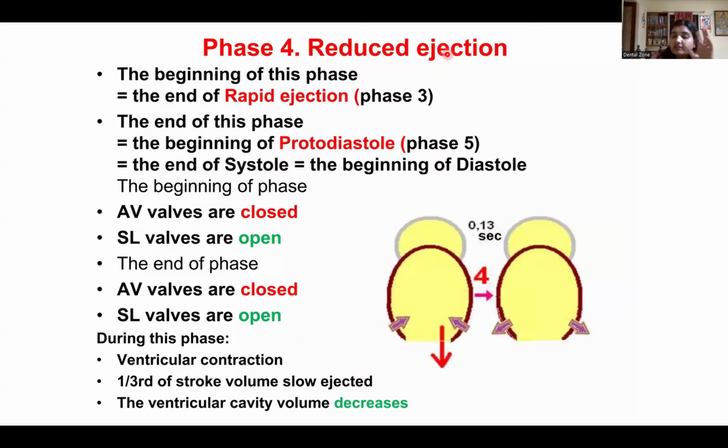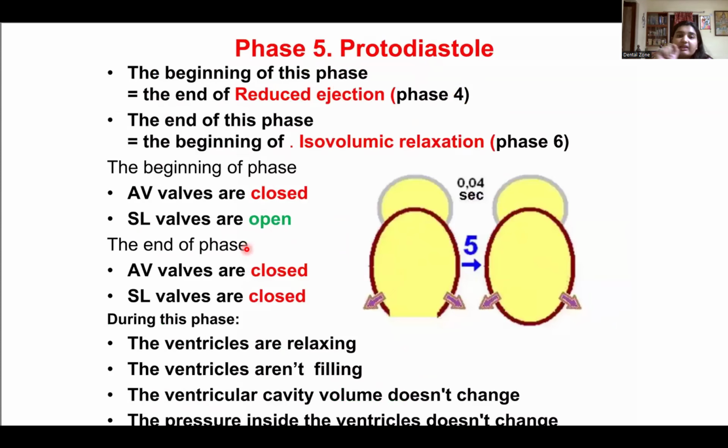in phase 4, that is the reduced ejection phase, what will happen is one third of the stroke volume will be slowly ejected and the ventricular cavity volume will decrease. See, it is the same. AV valves are closed, semilunar valves are open, same as phase 3. In phase 5, in the beginning of the phase the valves will remain open, but now they will close. At the end of phase 5, they will close. So in phase 6, they should be closed.